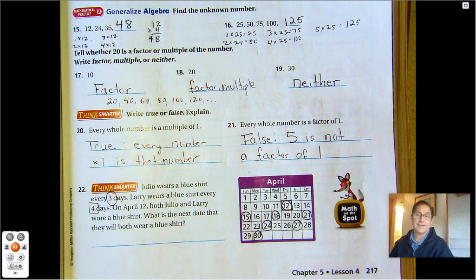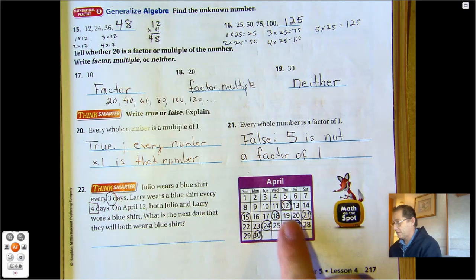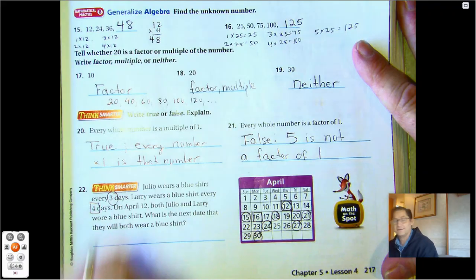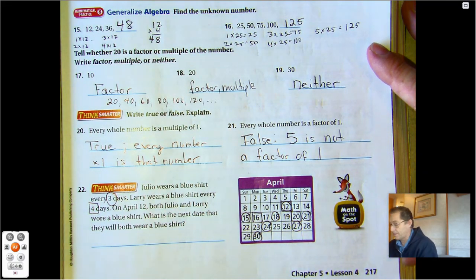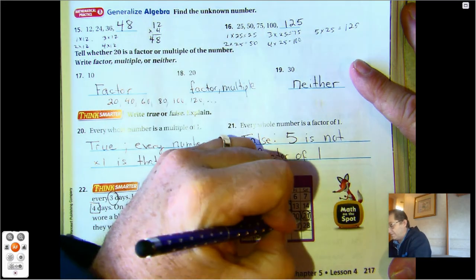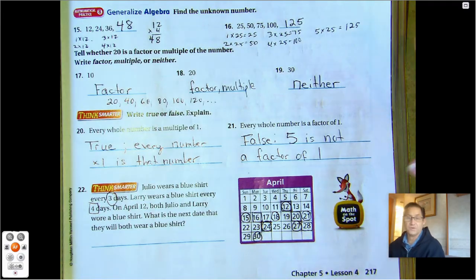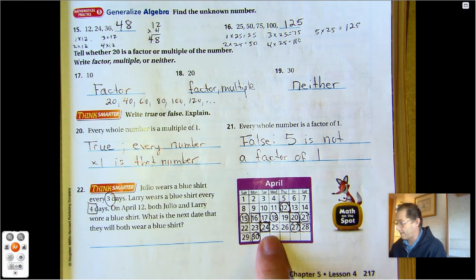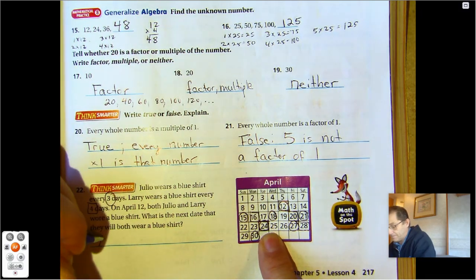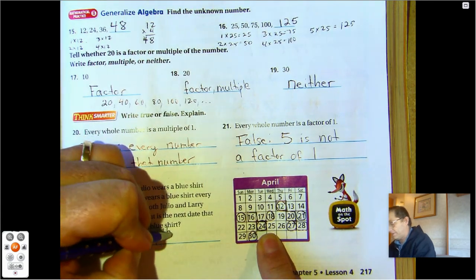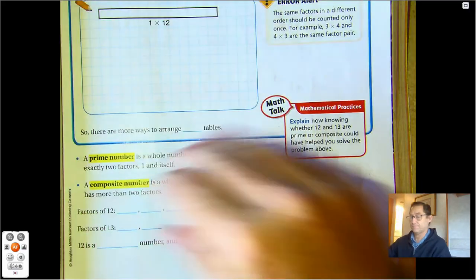Okay, and then Larry wears a blue shirt every 4th day. So let's count by 4 starting from the 12th. 12 plus 4, 16. 16 plus 4, 20. And you notice we're putting squares for Larry. 20 plus 4, 24. 24 plus 4, 28. And then we'd be out of days. So the next date that we have both a square and a circle is the 24th. April 24th.